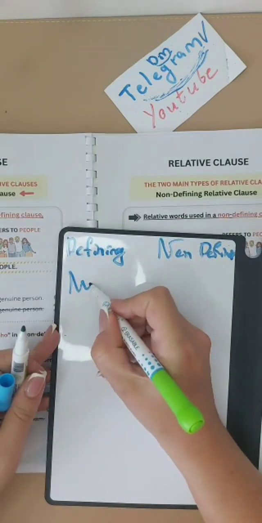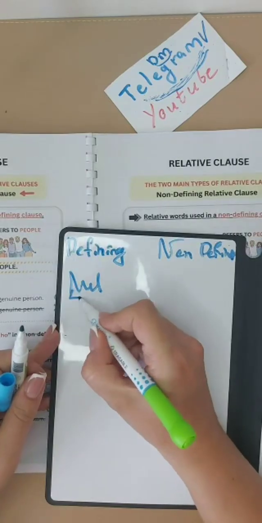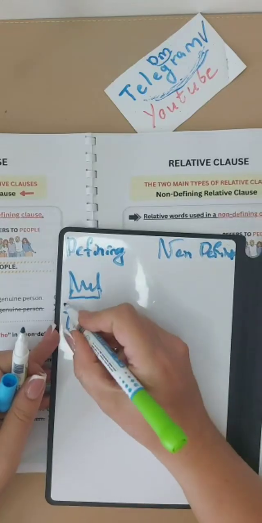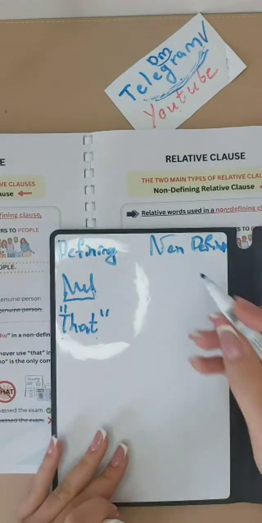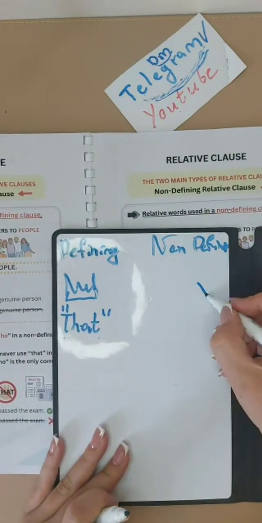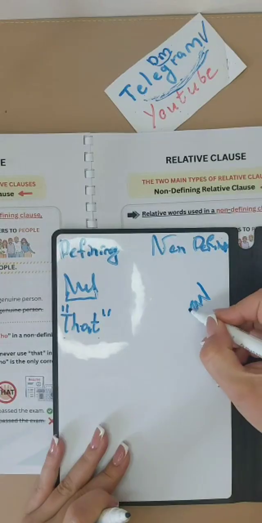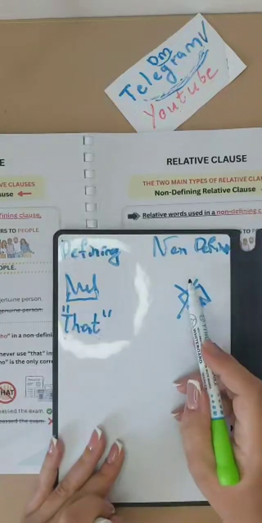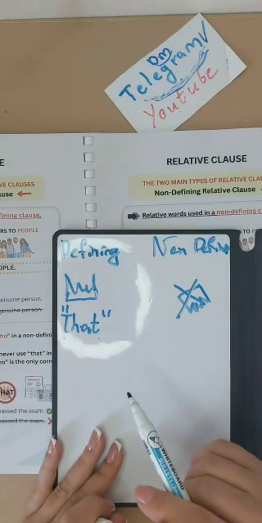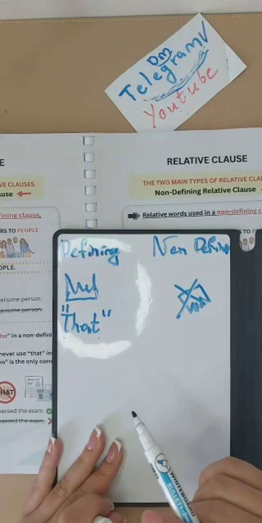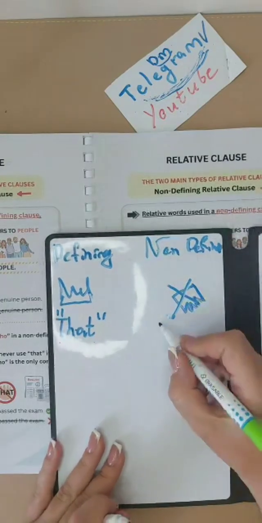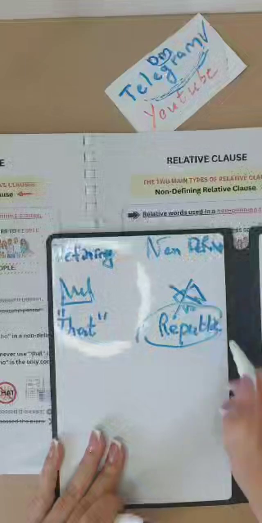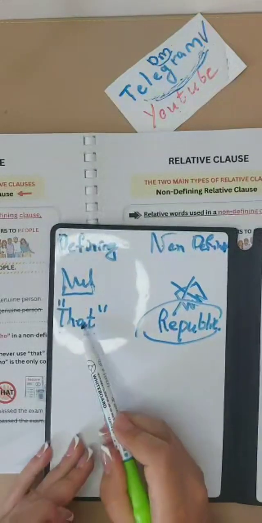Here we have the king, it's a monarchy. Let's say it's a monarchy. We have that. Non-defining: it doesn't have the king. It's a republic, okay? It becomes a republic. Why? Because it doesn't have the king.